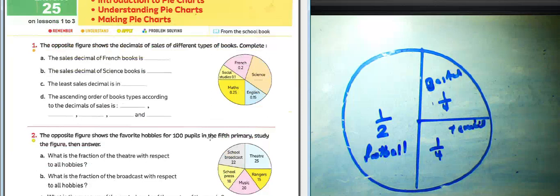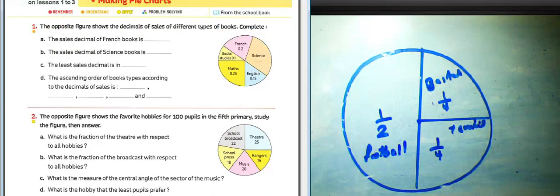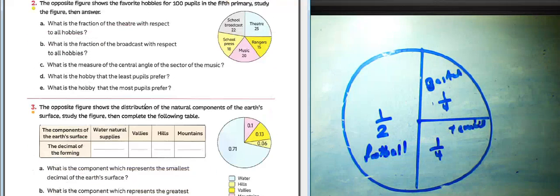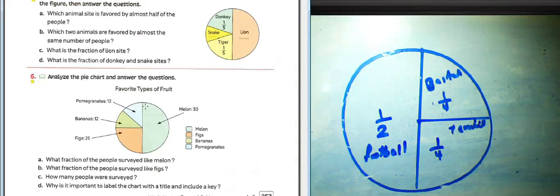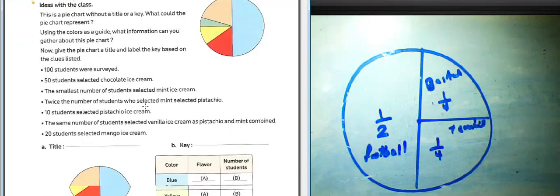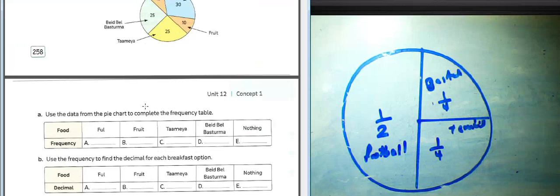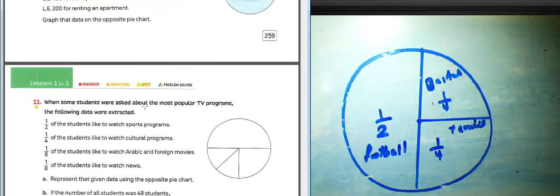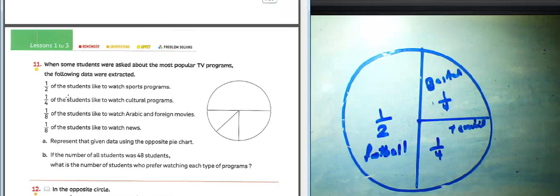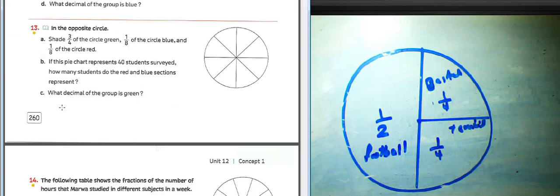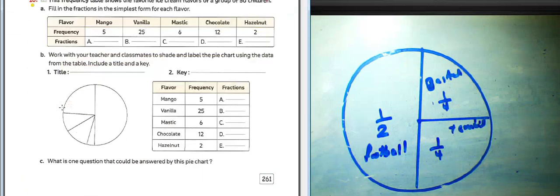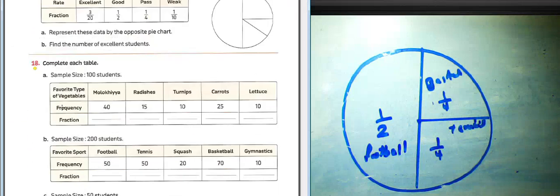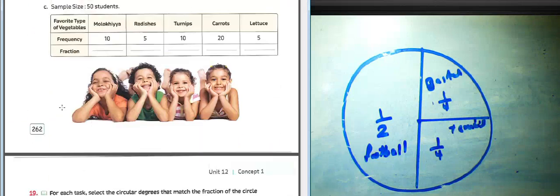We have a lot of questions about this lesson. We must solve a lot of questions about this example. Read the question and solve the example, and here we can color the half and the quarters to find the result. Okay, it's very easy for you, my students. Okay, next video I will solve the exam about this unit.